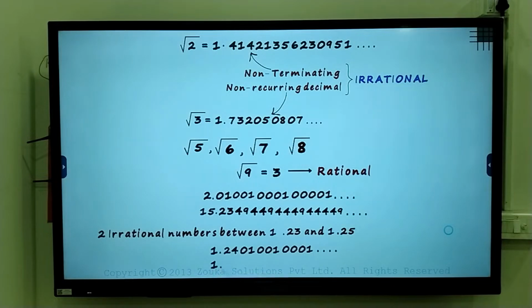Again, let's write 1.24, and this time we write 02, 002, 0002, and so on after it. That's your second irrational number. So to find irrational numbers between 2 numbers, just write a rational number between them and then add non-terminating, non-recurring digits after it.